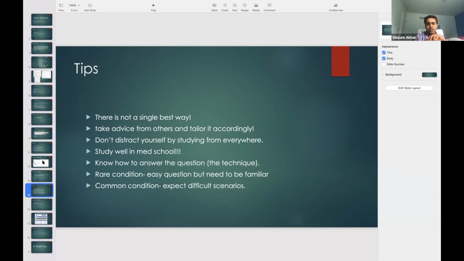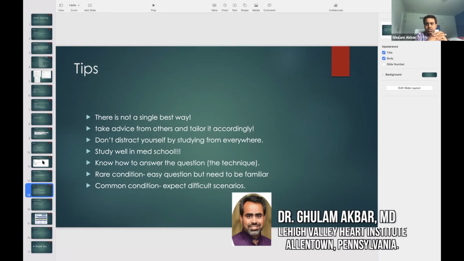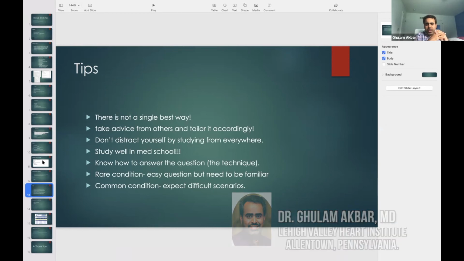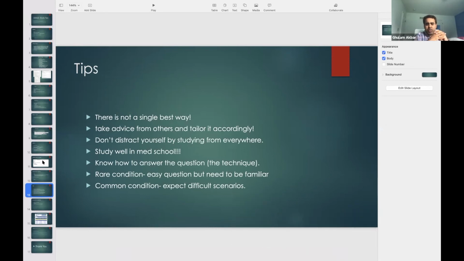There are a couple of things that I would like to say. There's not a single best way to prepare yourself. Everybody is different, and I can share my experience with you. My way of reading and preparing was way different than other people's, so it's not a single rule that would apply. You know yourself best.